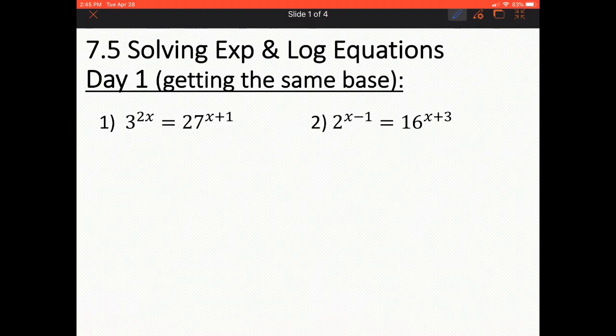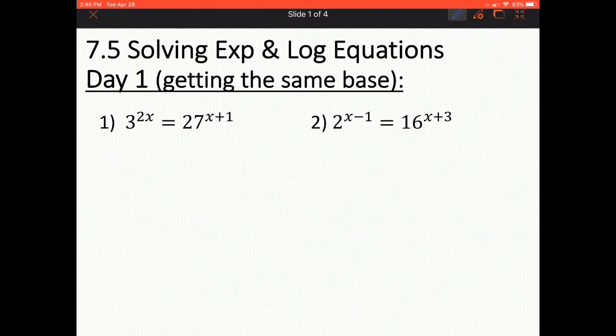Today we're going to start solving exponential equations, and eventually we'll get to solving log equations. So when we solve these exponential equations today, our goal is to try to make them be the same base. That's going to be the method that we use. So let's take a look at example 1. We're going to try to solve that equation and see what x equals.